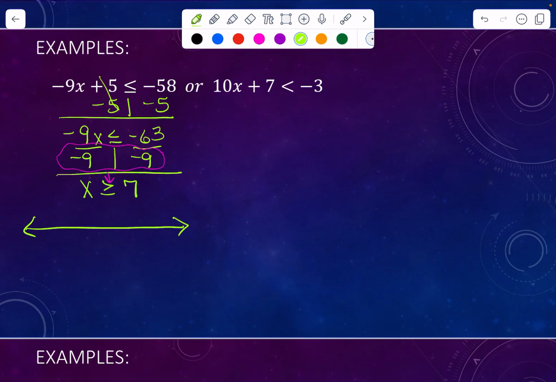So I come down here. I go negative 7, 0, 7. It would be a closed circle, and I would shade it to the right. Okay, so now we know that's an OR statement.